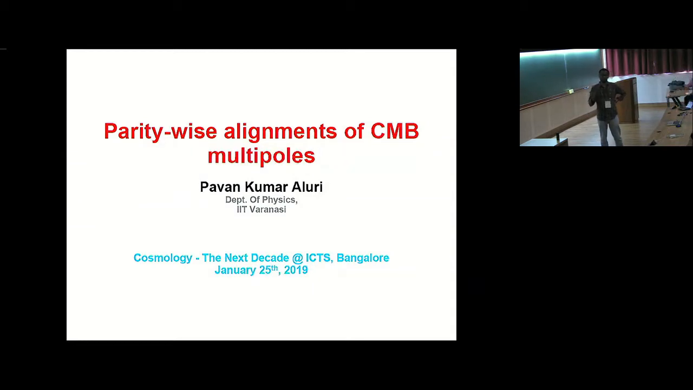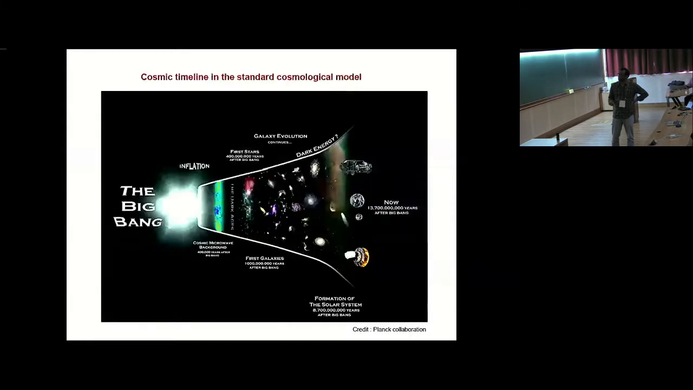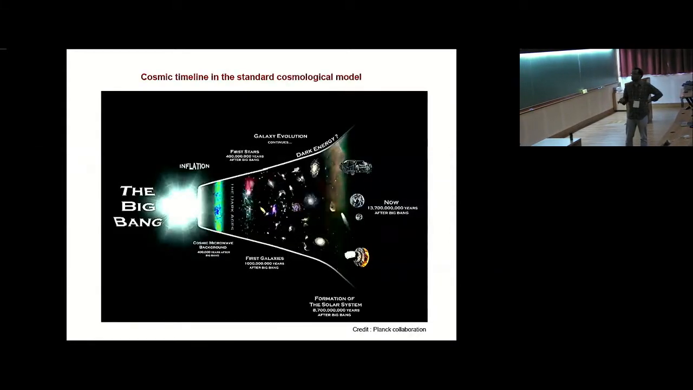So my topic is essentially about unusual alignments among even or odd multipoles only, as seen in the CMB on very large angular scales. These alignments are separated into even multipoles and odd multipoles. That is essentially the topic. Of course, I don't need to flash this; all the audience know the utility of the CMB.